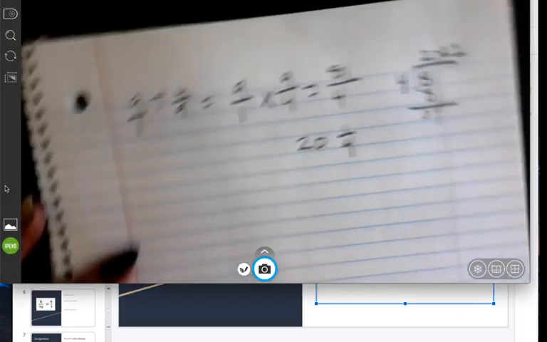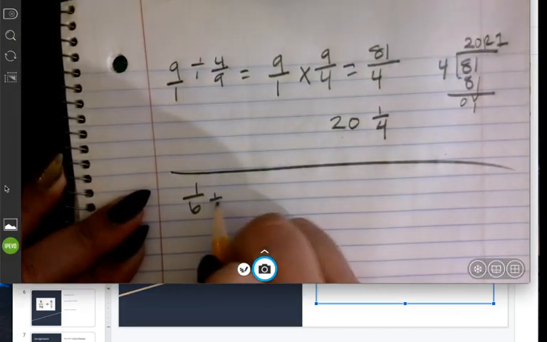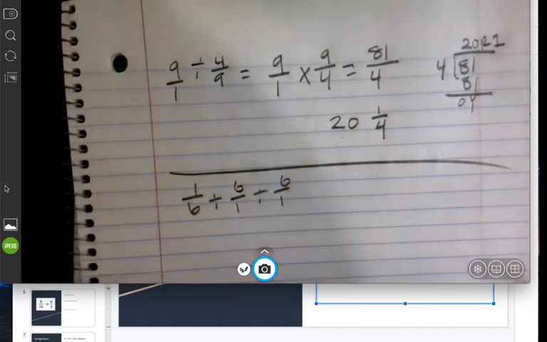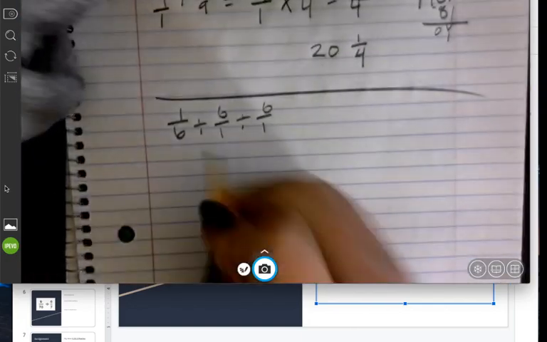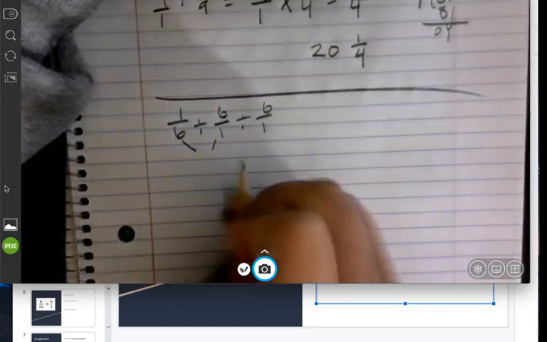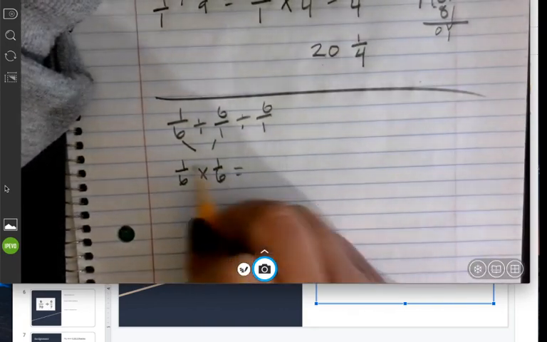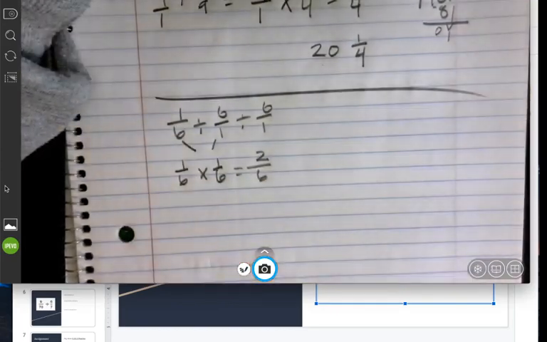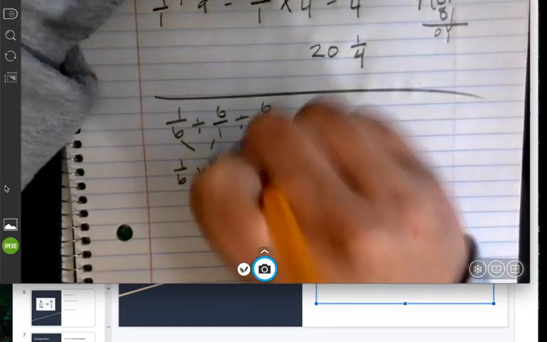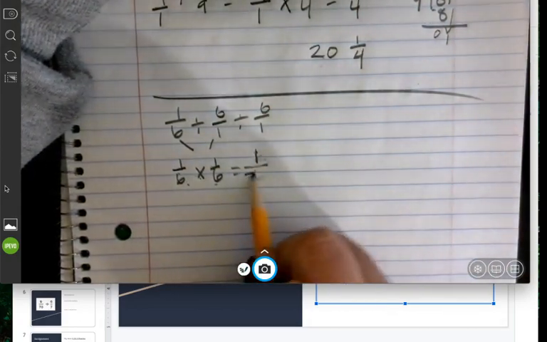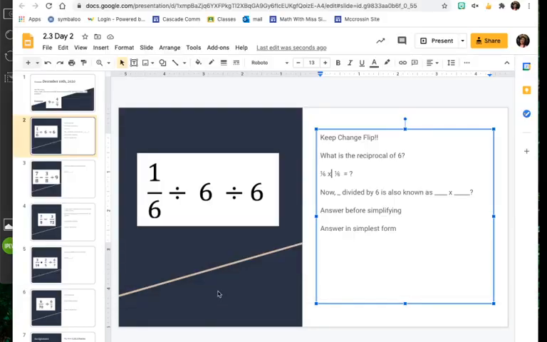Look at my scratch paper, right? So I have 1/6 divided by, so I have 6 over 1 divided by 6 over 1. Just make them all fractions, right? So now I have to do the first one. Keep, change, flip. 1/6 times 1/6, which equals 2/6. Actually, just kidding. I already messed up again. 1 times 1 is 1. 6 times 6 is 36. My goodness. So 1/6 times 1/6 equals 1/36.